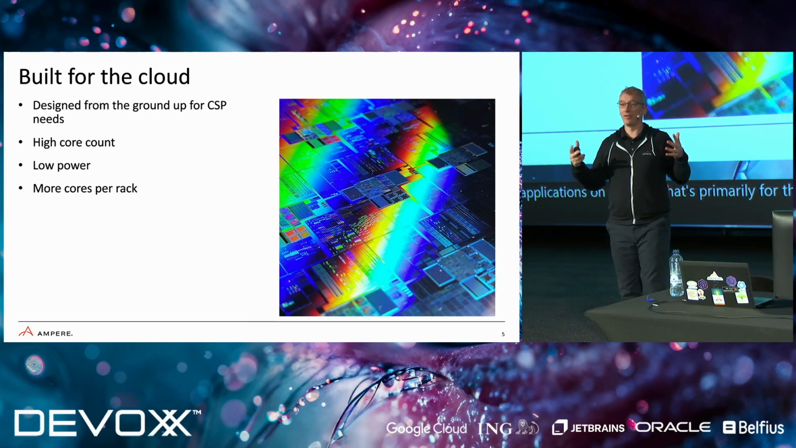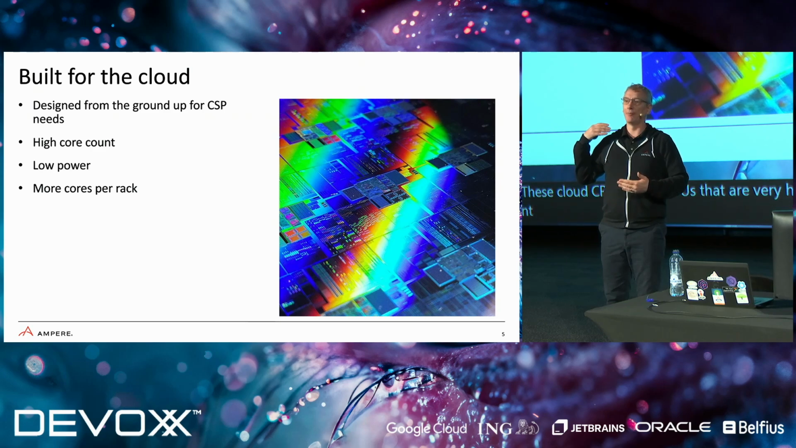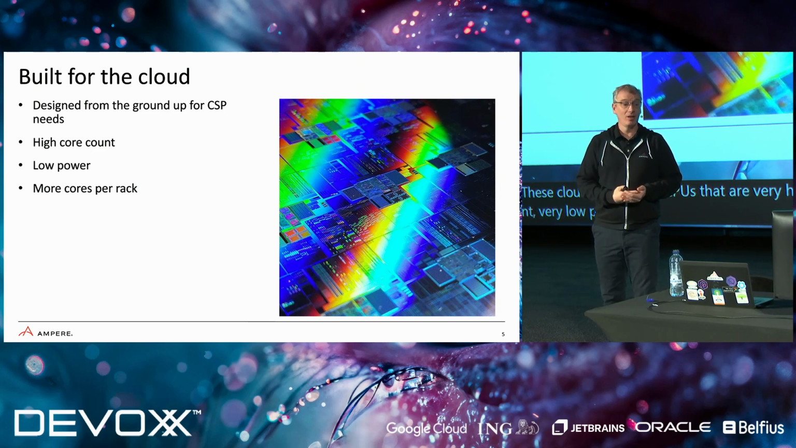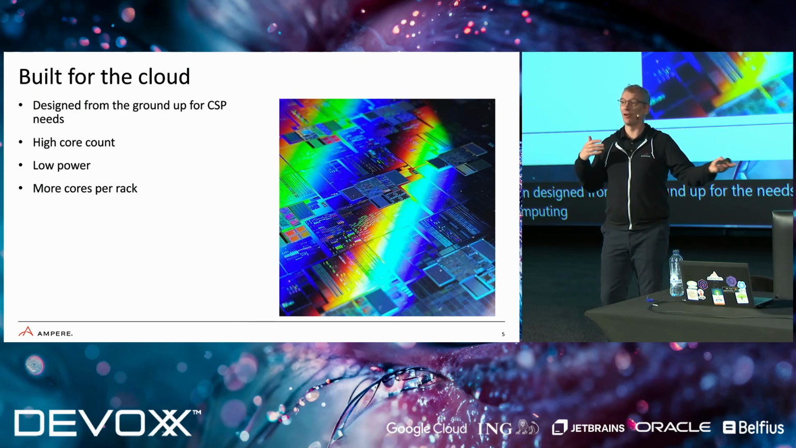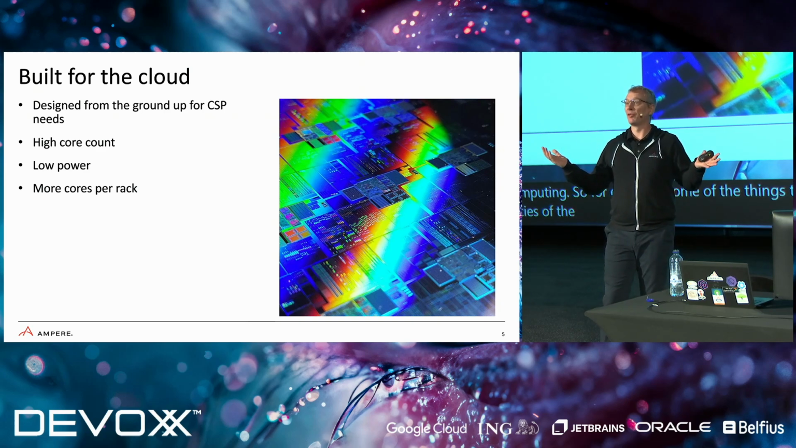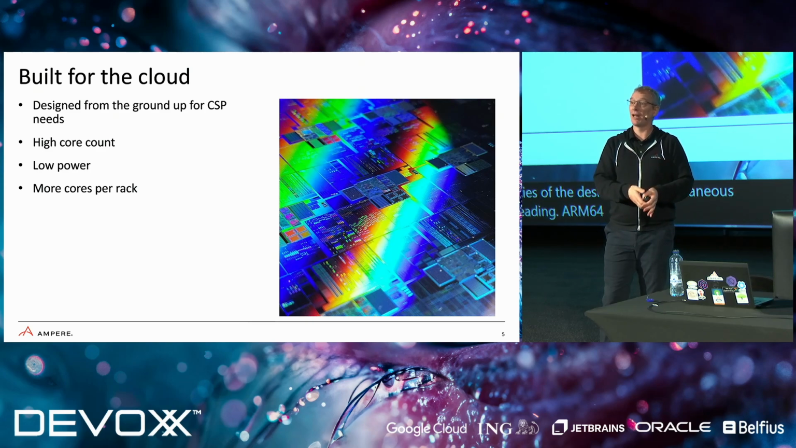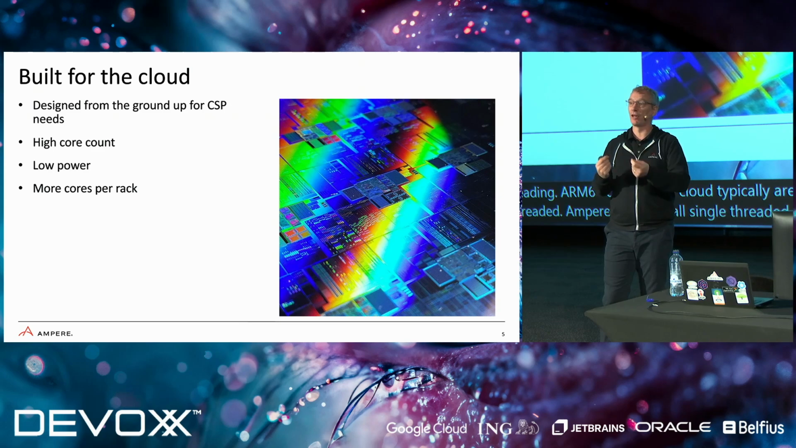These cloud CPUs, these CPUs that are very high core count, very low power, and very performant cores, have been designed from the ground up for the needs of cloud computing. So for example, some of the things that are legacies of the desktop era, simultaneous multi-threading. Arm64 cores in the cloud typically are single-threaded. Ampere cores are all single-threaded. What that means is that you're not suffering from resource contention because you've got 2 virtual threads running on a single physical core.